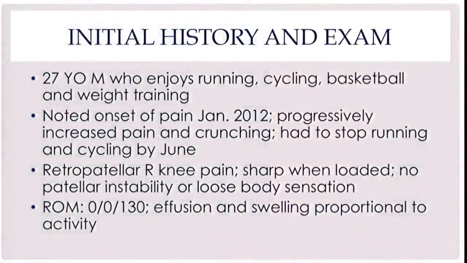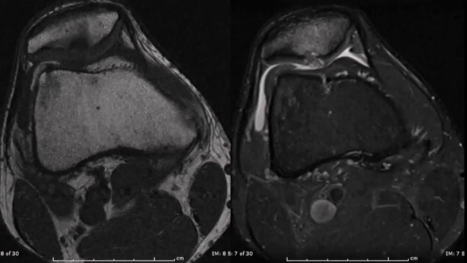I will be presenting a case of cardiform allograft cartilage. You can turn the volume off. I'll just talk through it. So this is the cardiform that we heard about before, 27 years old, very active, noted onset of pain in 2012 and progressively had pain to the point that he had to stop running and even cycling, retropatellar pain. You can see his patellar lesion at the region of the apex.